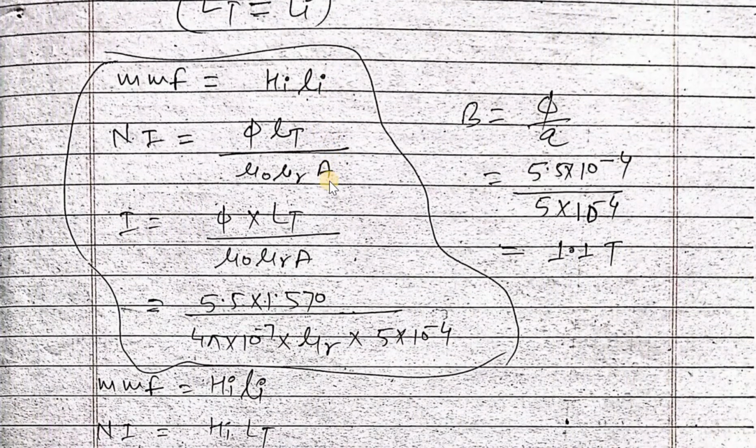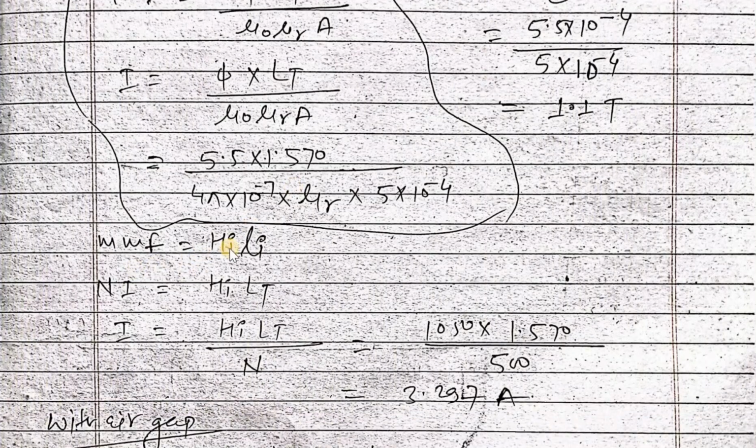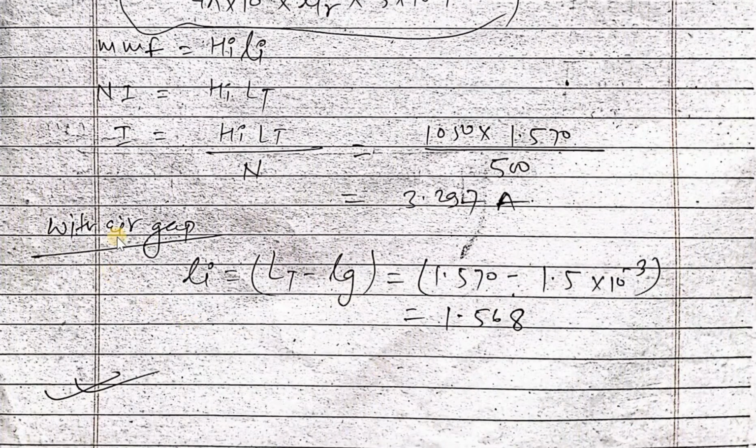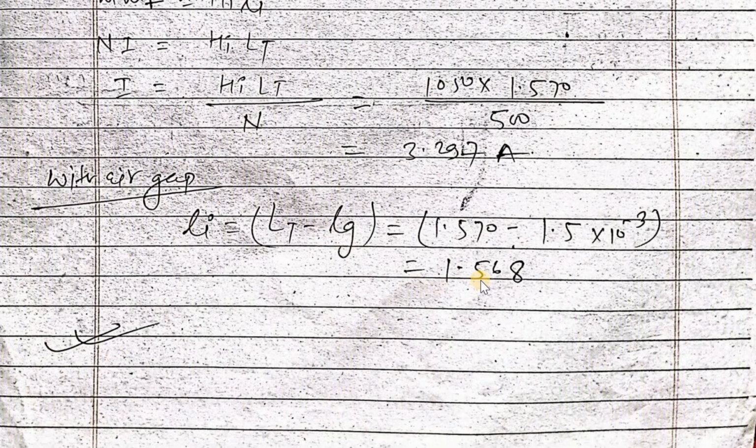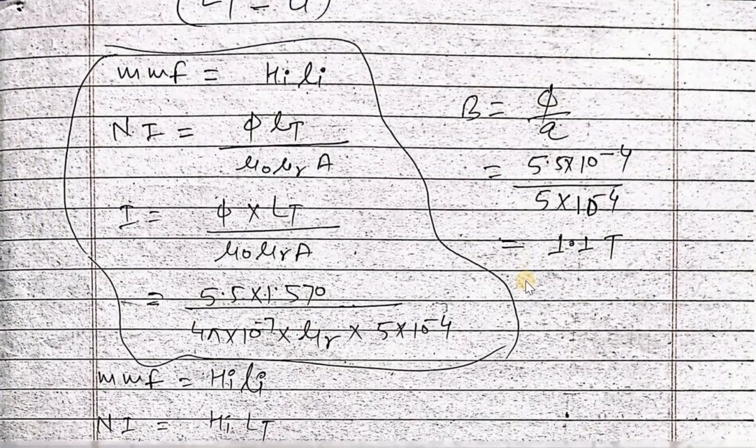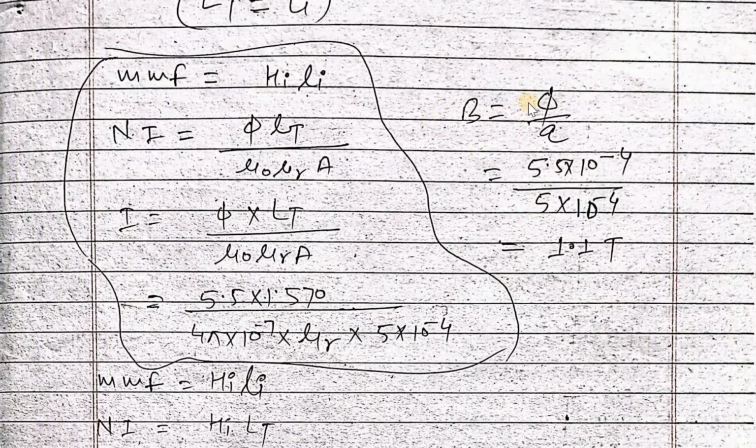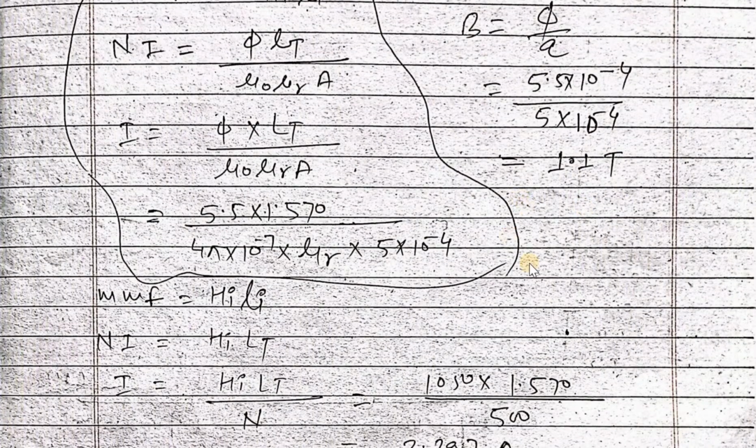So MMF equal to H Li, N I equal to H LT. So put the value of H LT, we can get 3.927, and with air gap Li equal to LT minus LG, that is 1.568. And then B equal to phi upon A, that is 5.5 into 10 to the power minus 4 divided by 5 into 10 to the power minus 4, we can get 1.1 Tesla.